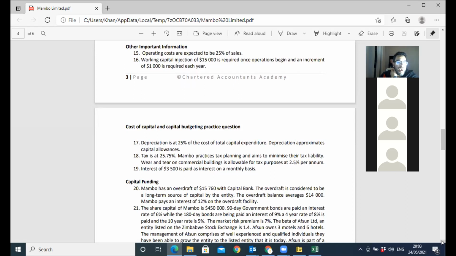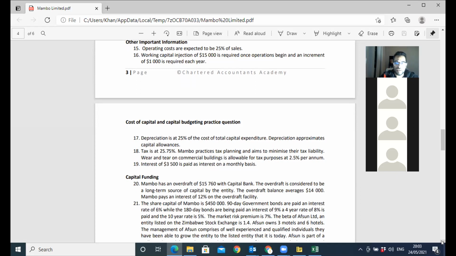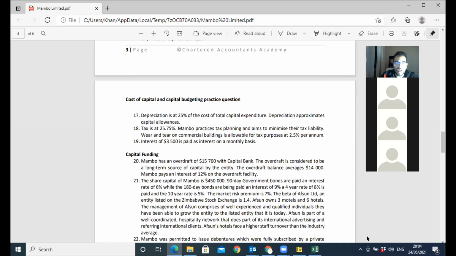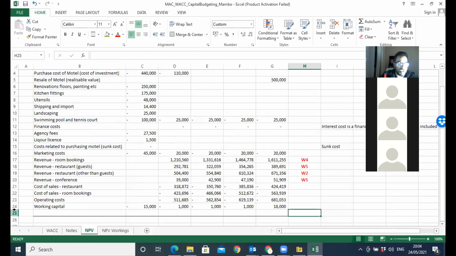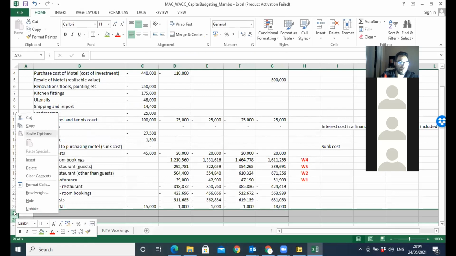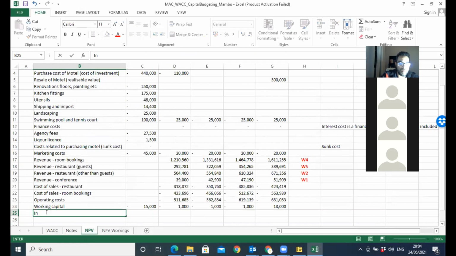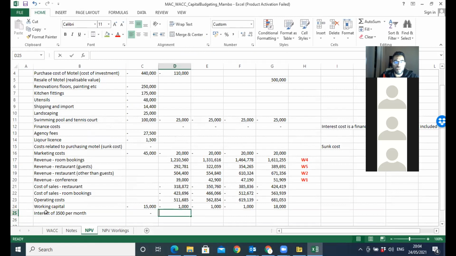Tax at 25%. Mambo practices tax planning and aims to minimize the tax liability. Wear and tear on commercial buildings is allowable for tax purposes at 2.5% per annum. Interest of 3.5 is paid on a monthly basis. So once again, I'm going to put in here interest of $3,500 per month. What we're going to do, it's going to be 0. Why is it 0? Because remember, finance costs is not included in capital budgeting.